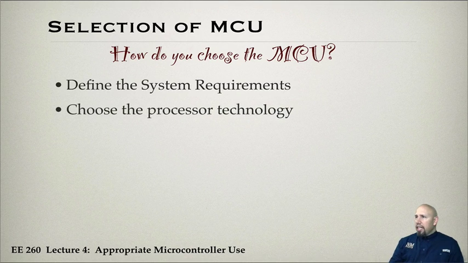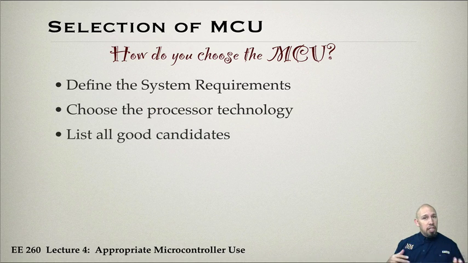So the second thing is we need to choose the processor technology. We've seen that there are a number of different options available. Do we want a microprocessor versus a microcontroller? Do we want a DSP? So we need to choose the correct processor technology. What is the technology that we need? Based on the system requirements, what technology are we going to use? Do we need TTL? Do we need CMOS? Those are some of the kinds of things we look at. Then we're going to list all good candidates.